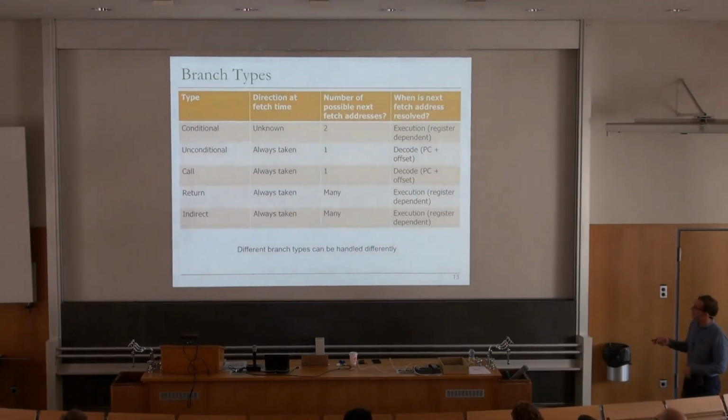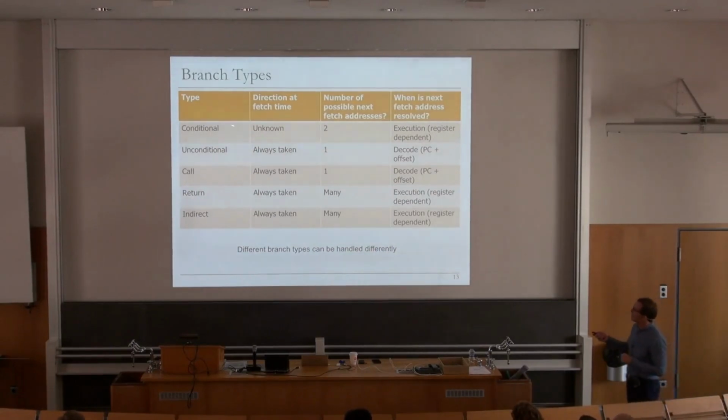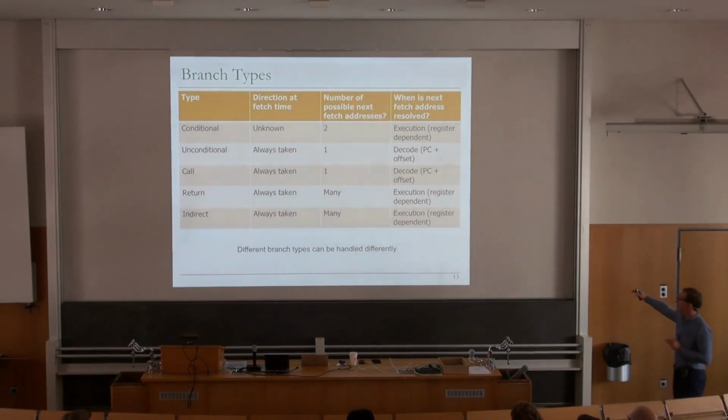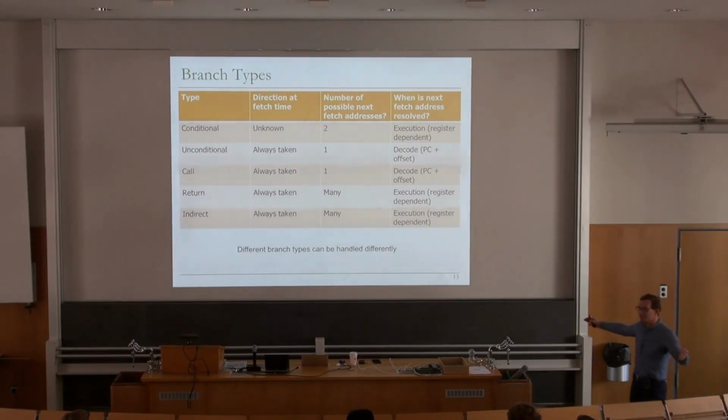Basically, these are the different branch types. We're going to focus a lot on the conditional branches. This is just to jog your memory again. You can have conditional branches. You don't know the direction at fetch time, which way it will go. You have two possible fetch addresses, and the next fetch address is resolved later in the pipeline. One option is to wait until the next fetch address is resolved, but then you're causing a lot of pipeline bubbles.